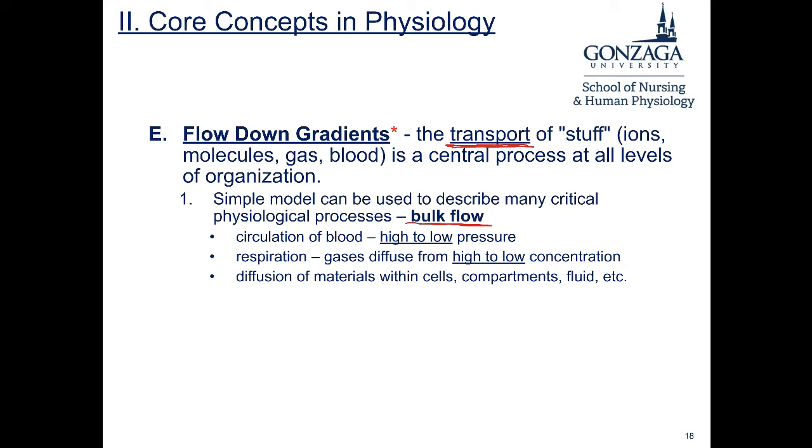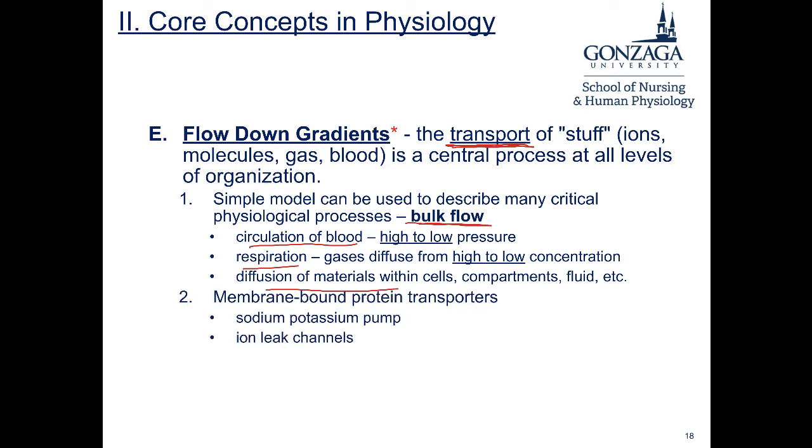An example of bulk flow: circulation of blood. Our blood flows from an area of high pressure to low pressure. Without that gradient, it would not move. That's an example of bulk flow. Respiration is a similar idea. Gases diffuse from an area of high concentration to an area of low concentration. It's movement according to bulk flow. And then, like I said, diffusion of materials within cells, compartments, fluids, etc. is an example of bulk flow.